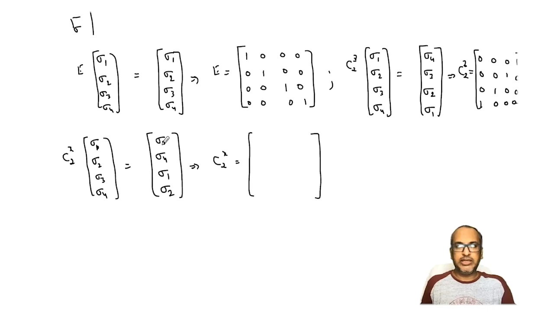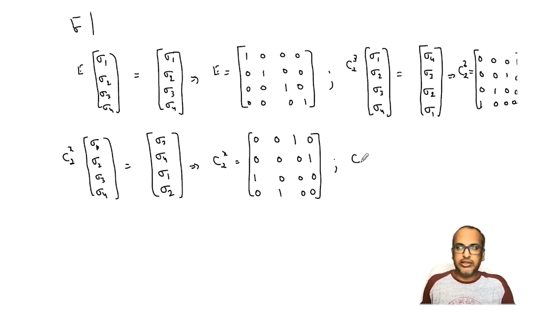so now my C2x is, so sigma 1 is going to sigma 3. So that means I will put 1 at third position. Now sigma 2 is going to sigma 4. So I'll put 1 at fourth position. Sigma 3 is going to sigma 1. So I'll put 1 here. And sigma 4 is going to sigma 2. So I'll put 1 here. Right? So this is very, very clear. And you can again test it by multiplying this with this, and then you should get the resultant matrix.